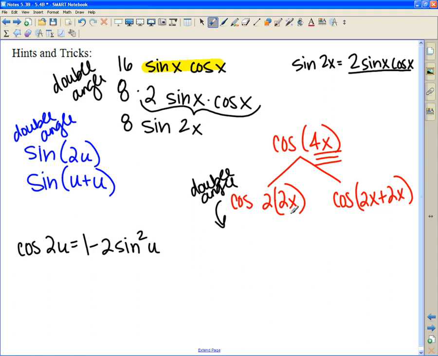Well, in our case, what's our u value? Our u value is equal to 2x. So if we were rewriting ours, it would be the cosine of 2, this is 2x, equals 1 minus 2 times sine squared, and instead of having a u here, you'd have 2x. So I just want to give you guys some tools on how to actually apply these things.